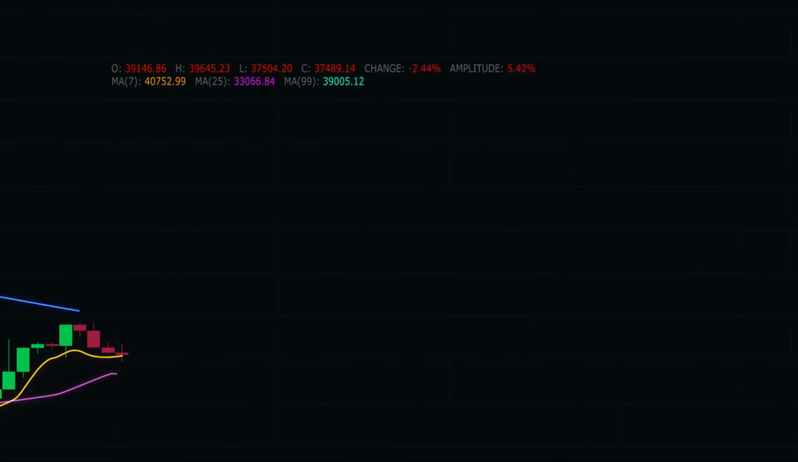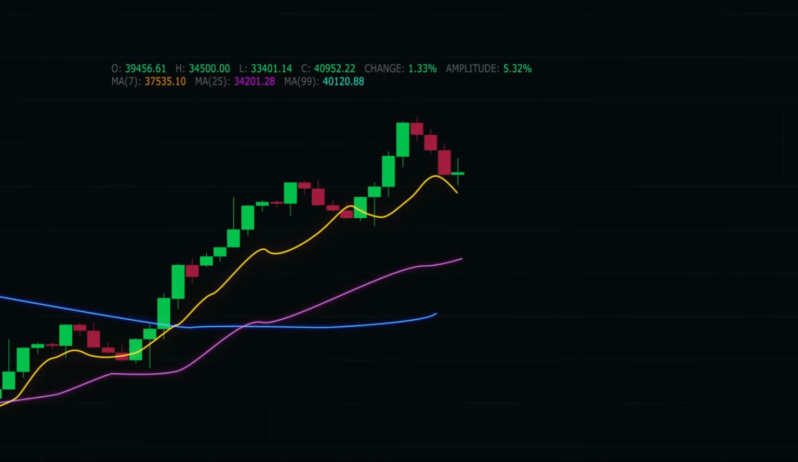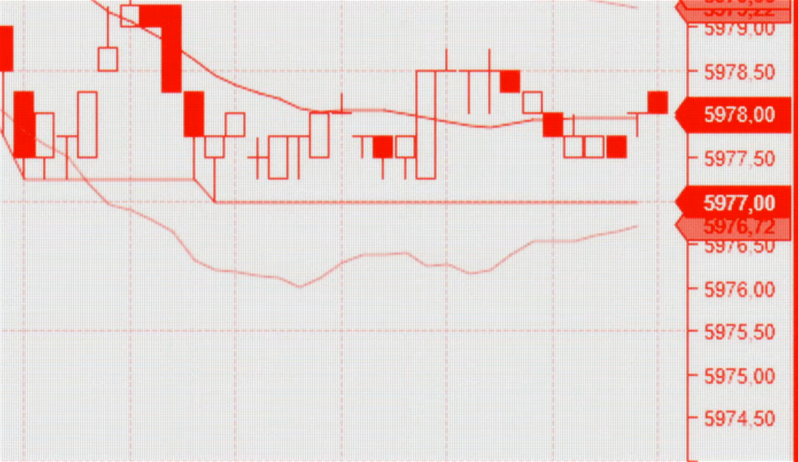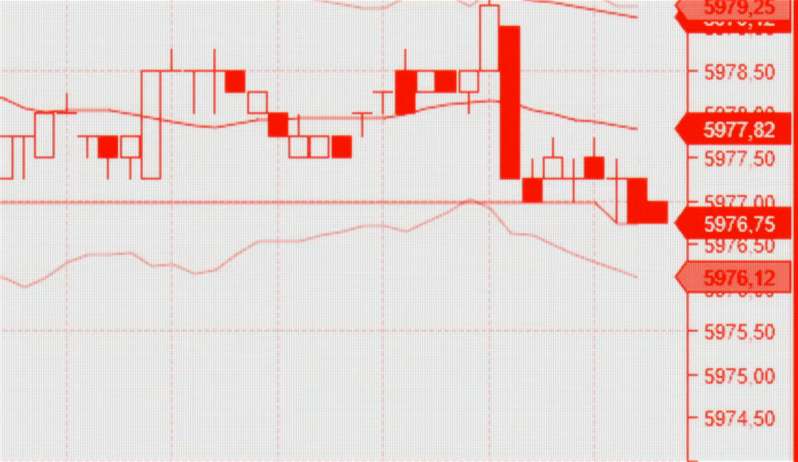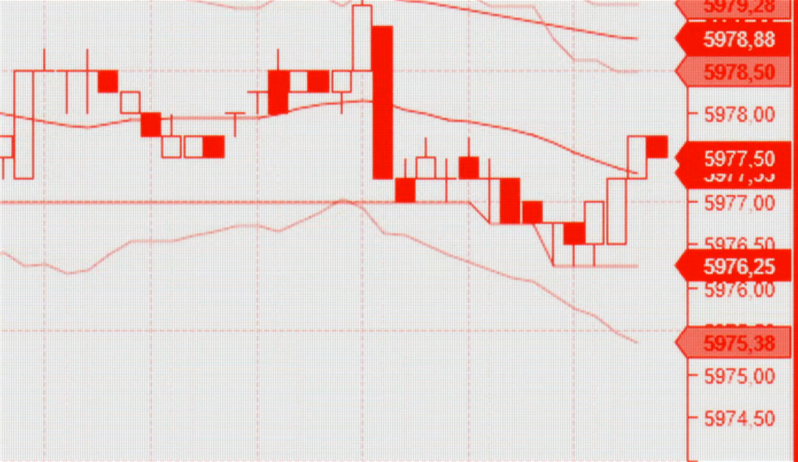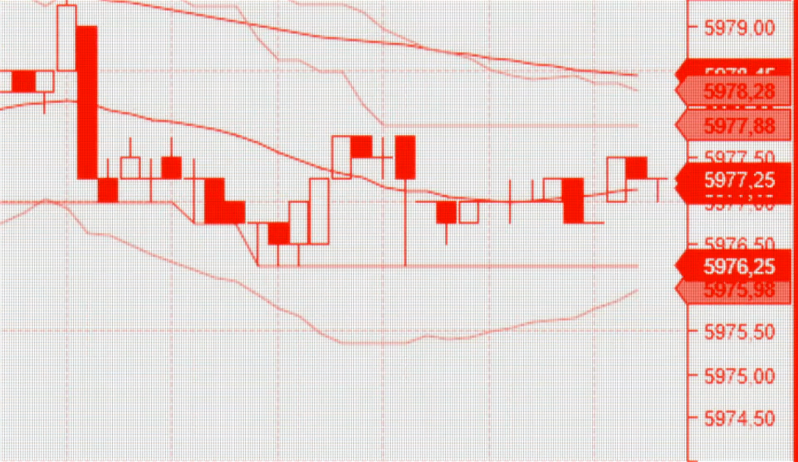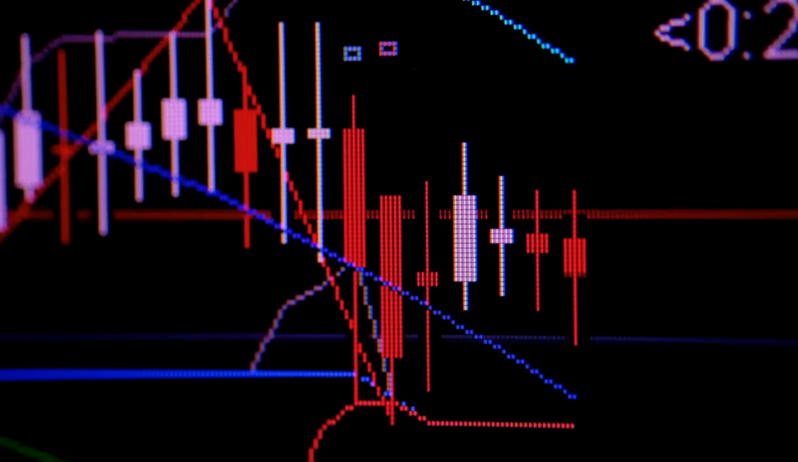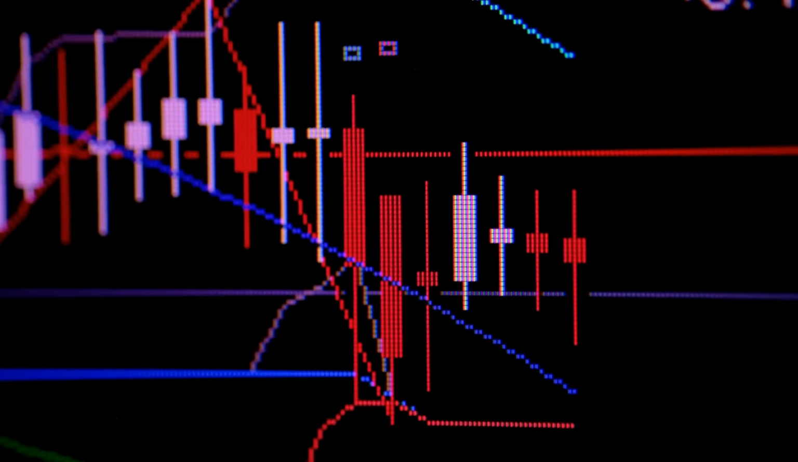The body of the candle represents the range between the opening and closing prices. If the body is filled, it shows that the closing price was lower than the opening price, indicating a bearish or selling pressure. On the contrary, if the body is empty or green, it signifies that the closing price was higher than the opening price, suggesting a bullish or buying pressure. The shadows extend from the body, marking the highest and lowest prices during the period.